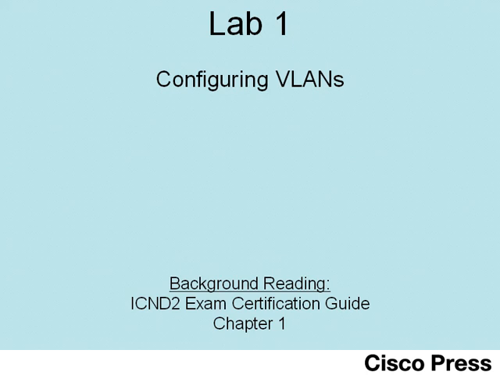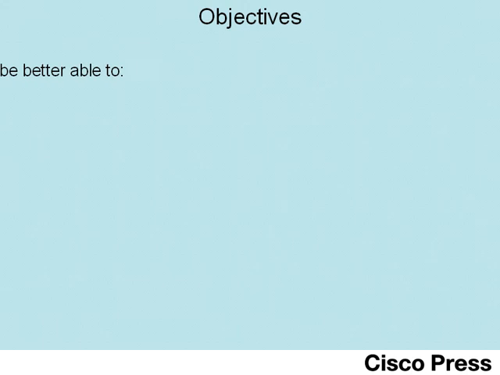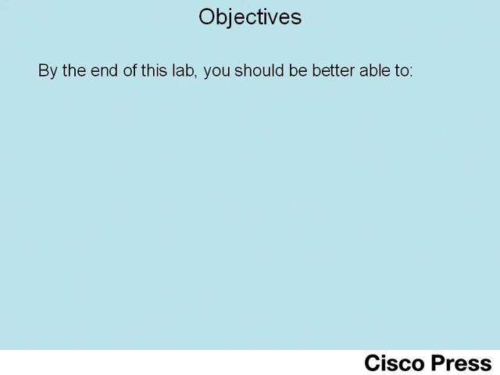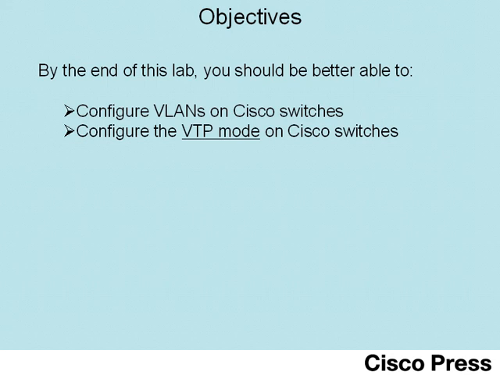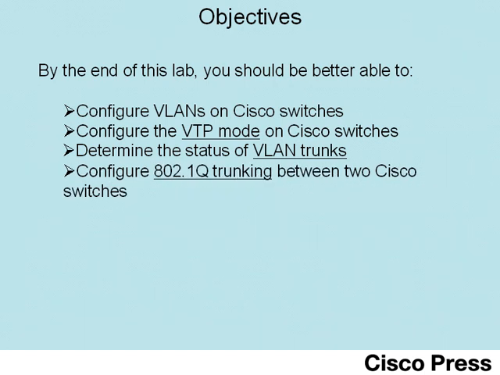This lab demonstrates some of the concepts that are shown in the ICND2 Exam Certification Guides, Chapter 1. In this lab, you'll see how to configure VLANs on Cisco switches, including how to configure the VTP mode. Additionally, you'll see the show commands used to verify the status of VLAN trunks, and you'll also see how to configure 802.1q trunking between a couple of Cisco switches.